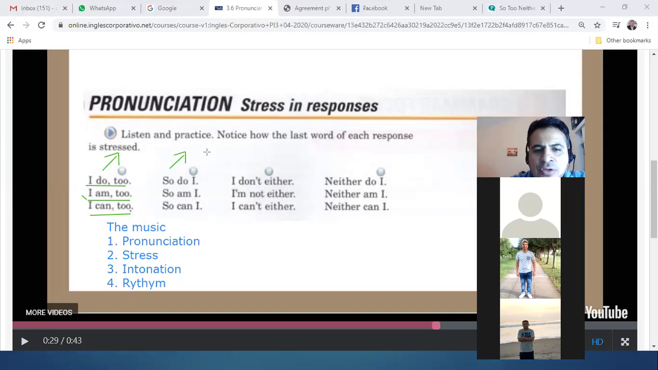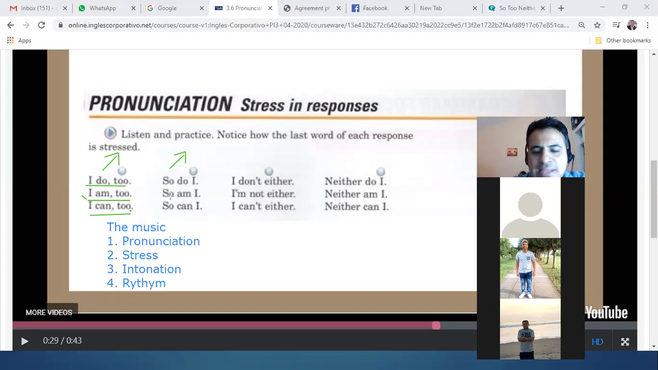I have a dog. I don't either. No, estamos aquí. Sorry, sorry. So do I. I have a dog. So do I. Ajá, pero intonation up. I have a dog. So do I. Ahí está. That's the correct intonation. Okay?